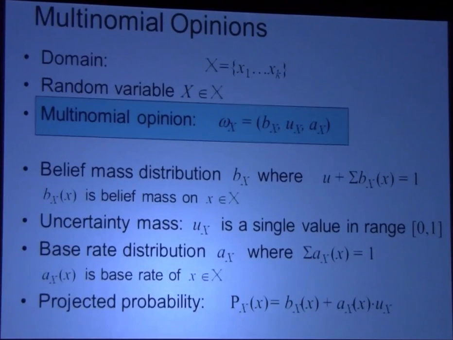And we can compute the projected probability for any value of the variable in the same way. Basically, belief mass of the value plus the product of the base rate of the value and the uncertainty mass. So it's basically just a simple generalization of the binomial opinion for the multinomial opinions.